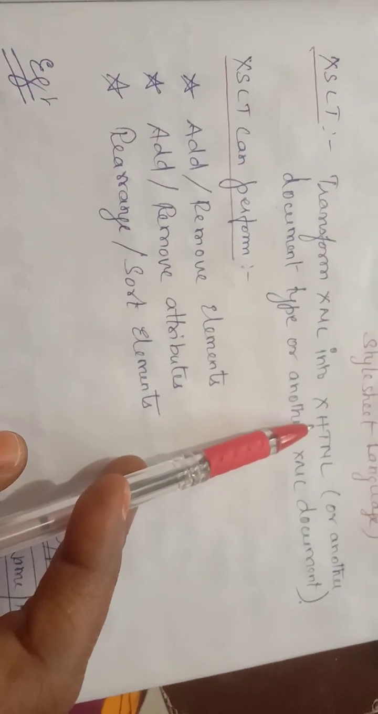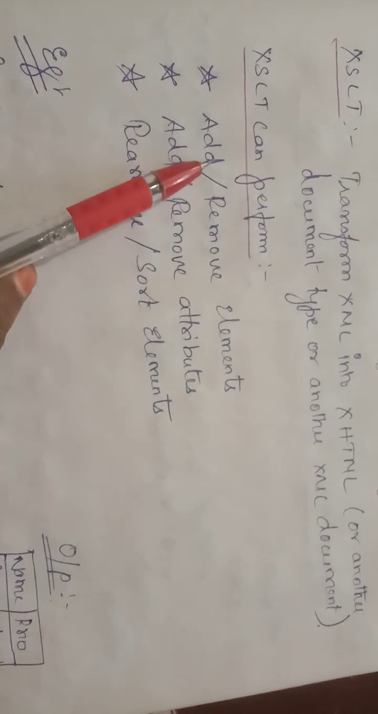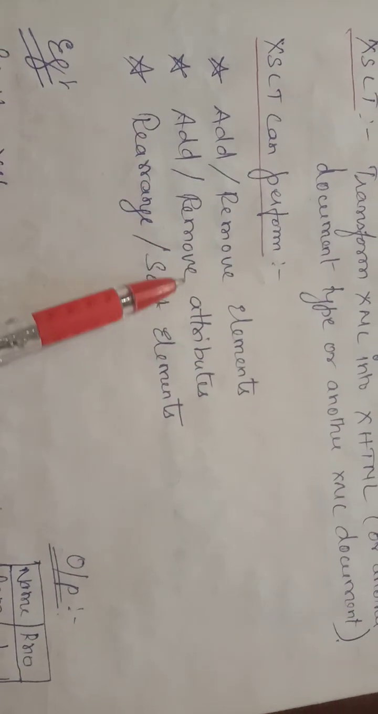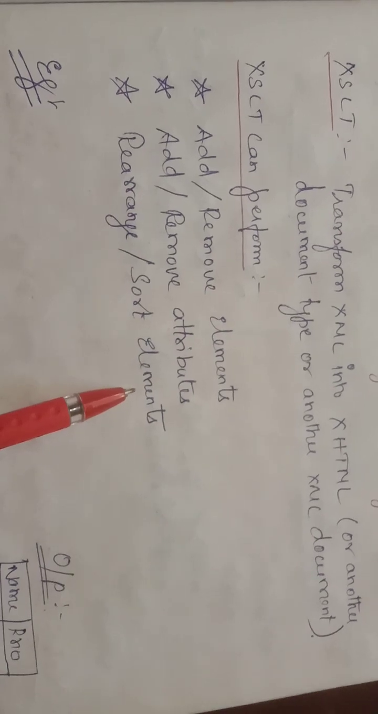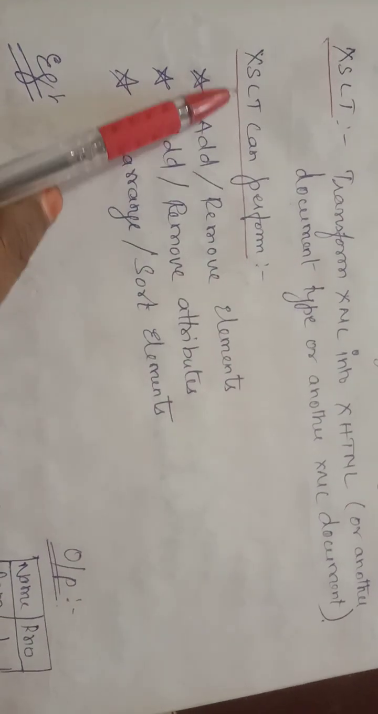And what else can be done with XSLT? You can add or remove elements, you can add or remove attributes, and similarly you can rearrange or sort elements. All these things can be performed with the help of XSLT. Now let us see the example.